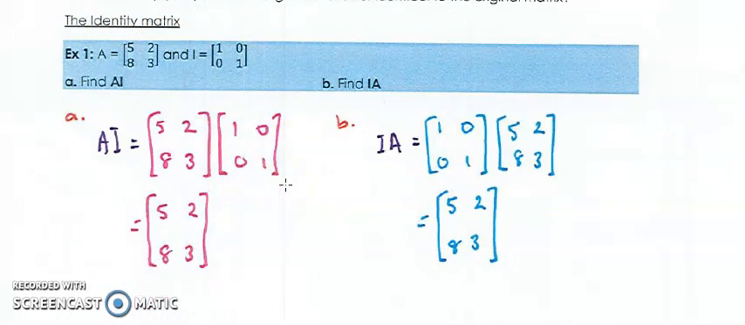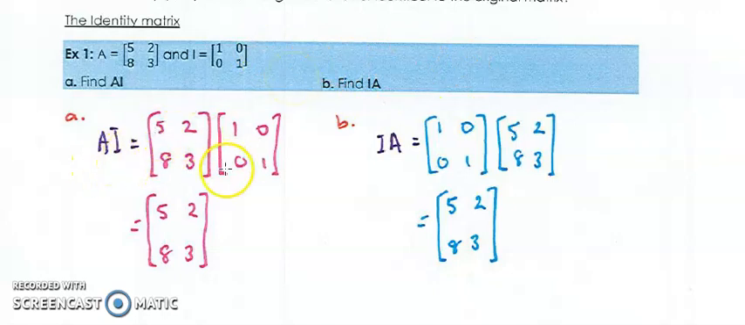Let's go into an example. This matrix is a 2 by 2 matrix, 5, 2, 8, 3. That's matrix A. This matrix I is 1, 0, 0, 1. You'll notice that there are 1s along the diagonal. We're going to find two things: what matrix A times matrix I is, and what matrix I times matrix A is. So same thing, just in a different order.